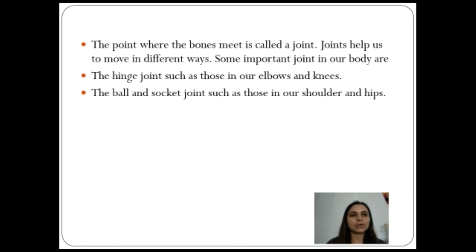Some important joints in our body are: first, the hinge joint, such as those found in the elbows and knees. And the ball and socket joint, such as those in our shoulders and hips. These joints help the body to make movement easily.